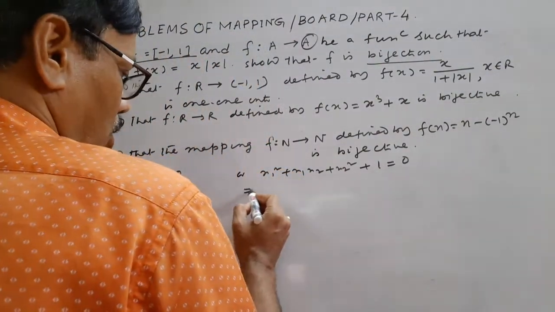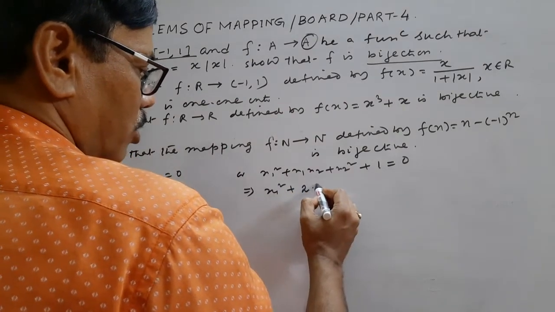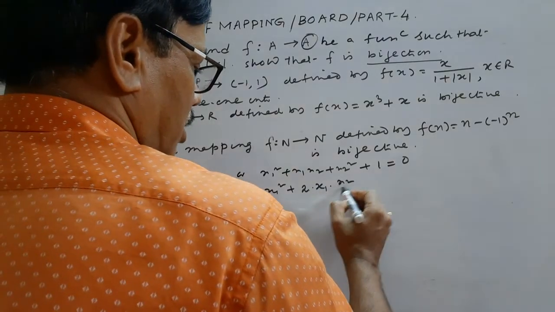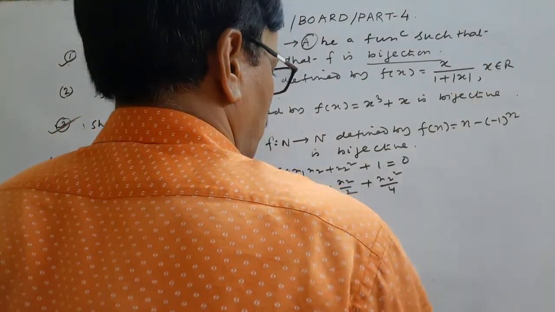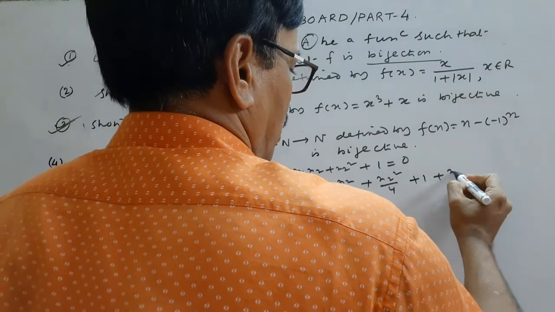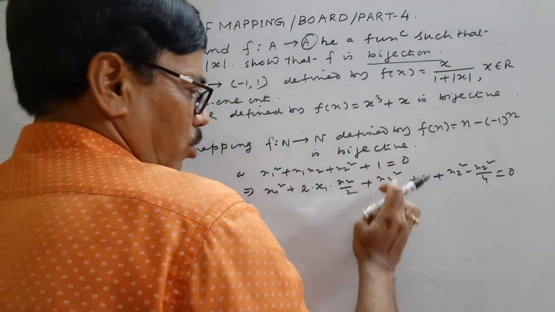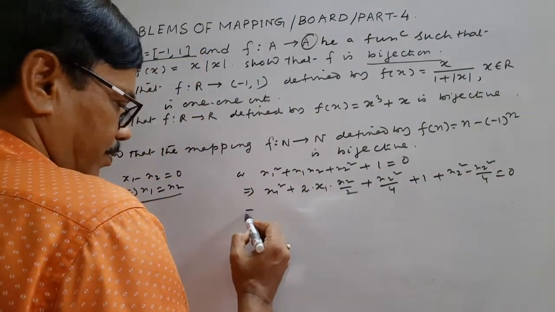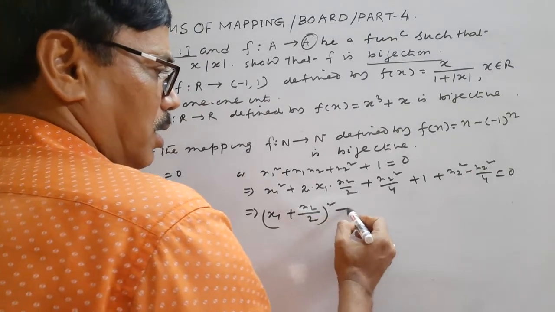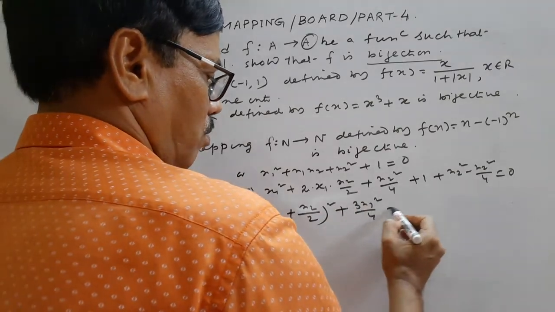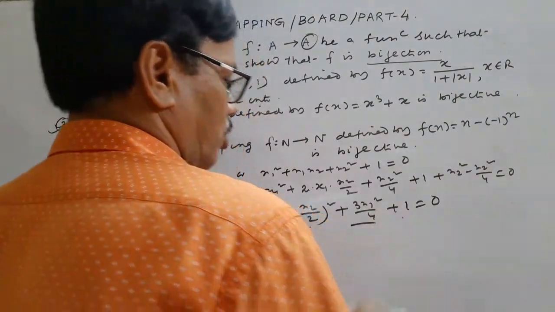Now, try to express it in terms of square terms. x1 square plus 2 x1 times x2 by 2, so plus x2 square by 4, plus 1, plus x2 square minus x2 square by 4. To make it a perfect square, we have added this, so subtract it. So (x1 plus x2 by 2) whole square plus 3 x2 square by 4 plus 1 equals 0. This is a square term, this is a square term, this is a constant.